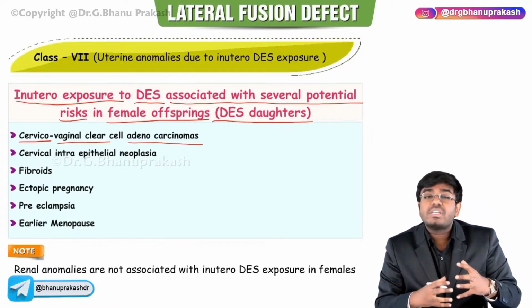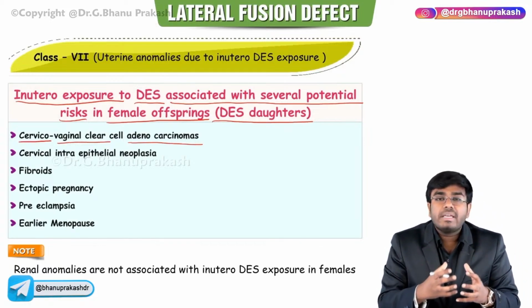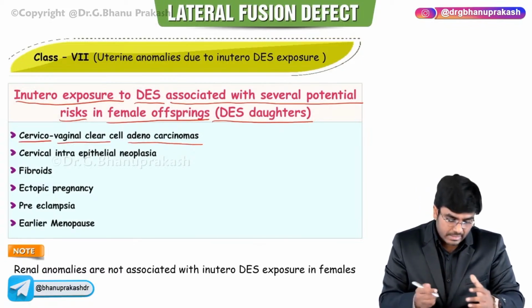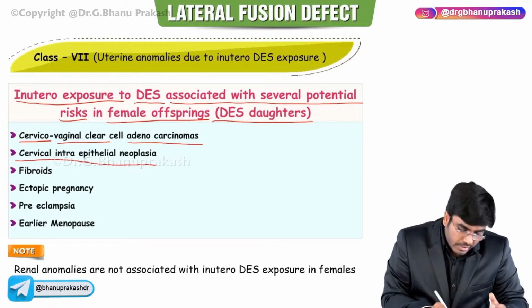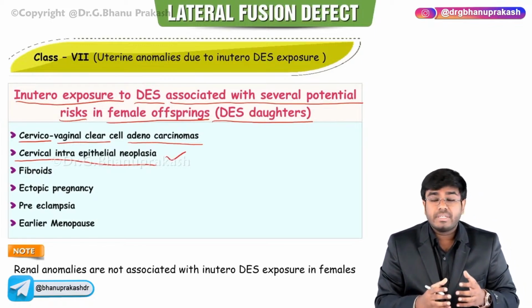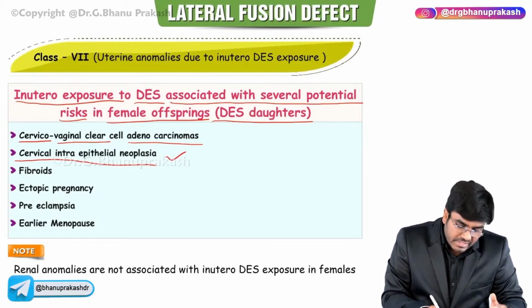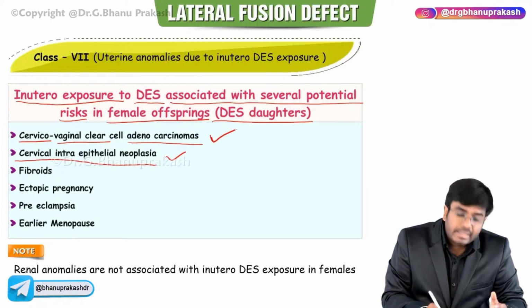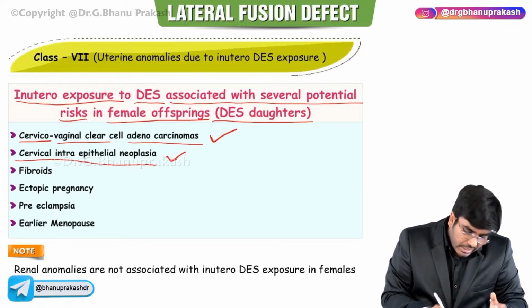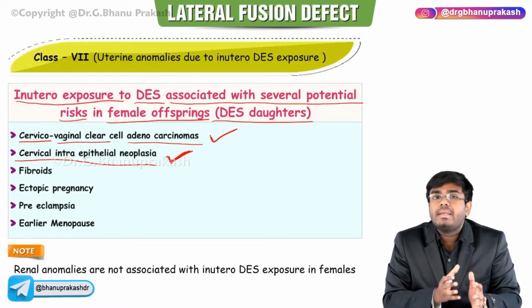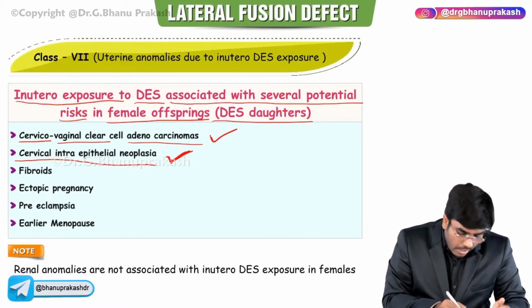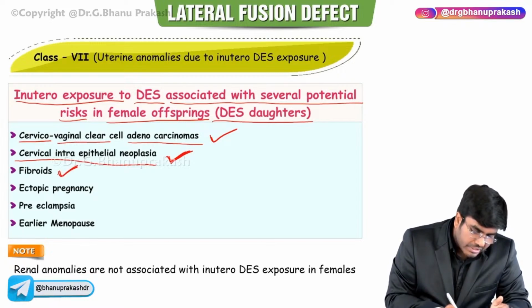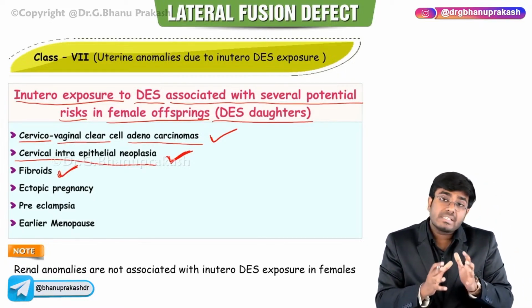Because vaginal and cervical adenosis happens because of DES, there can be a risk of a pre-malignant condition known as CIN, cervical intraepithelial neoplasia. Vaginal cancer and cervical cancer are the malignant conditions, and cervical intraepithelial neoplasia is a pre-malignant condition which can eventually turn into cervical cancer. Now you can have a benign condition like fibroids, very low risk, but still it's there.